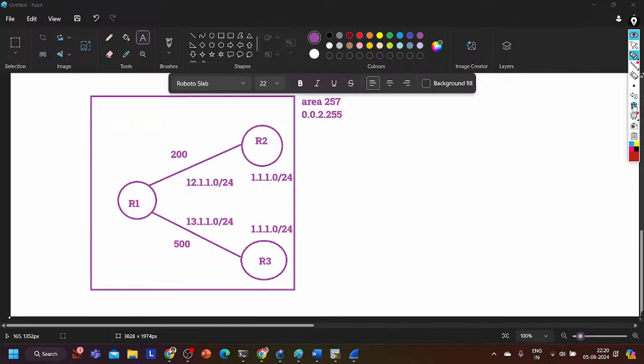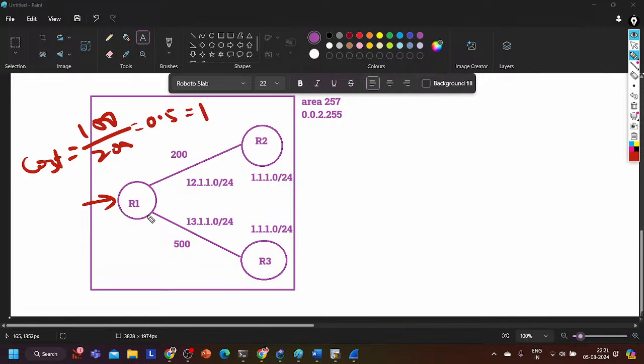Yes. Now, to identify the best path, router 1 is going to find what? Metric, meaning cost. Cost on the upper link: reference bandwidth, which is 100, upon bandwidth of link 200. What value will it get? 0.5. Right. So whenever the router calculates a cost less than 1, it will consider it as 1, right? So cost on the upper link is 1.